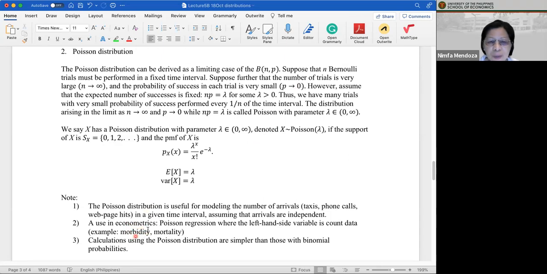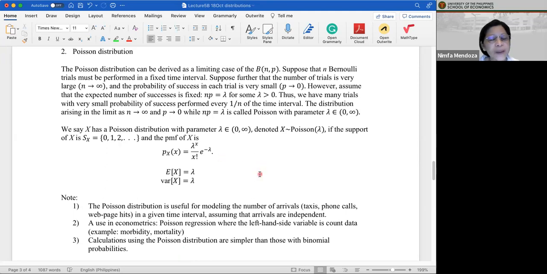Morbidity refers to the number of people getting sick. Mortality refers to the number of people dying. So for those who would be taking health economics, you would encounter the terms morbidity and mortality. Calculations using the Poisson distribution are simpler than those with binomial probabilities.